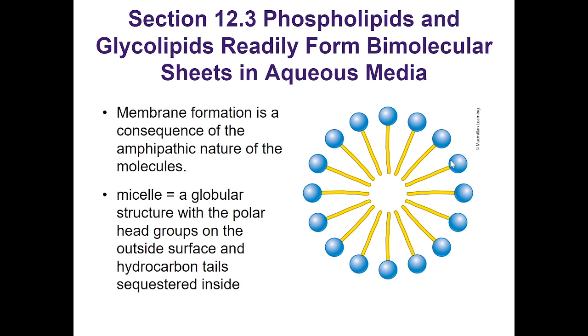So the membrane formation is going to be a consequence of the amphipathic nature of the molecules. This is actually a micelle. This would be a globular structure with polar head groups on the outside surface and hydrocarbon tails sequestered inside. Has anybody eaten way too much fat and their pee looks cloudy? It has like refraction points, little bubbles. No?